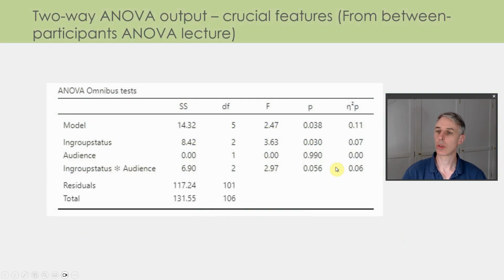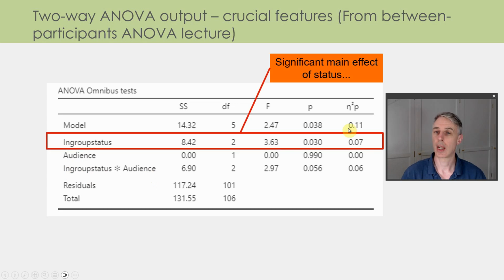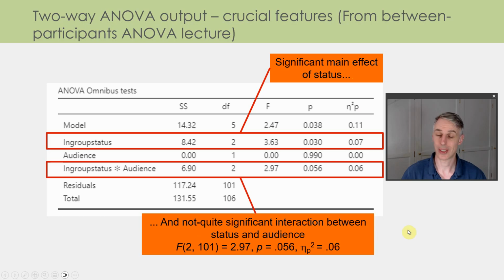So to get us going, I'm going to revisit one of the analyses that I talked about in the Between Participants ANOVA lecture. This is the output from a two-way analysis of variance, a 2x2 analysis of variance where we have two independent variables, status and audience, and the interaction between them. I walked you through some of the crucial features of that output, highlighting, for example, the significant main effect of status and the not quite significant interaction between status and audience. And I suggested that that interaction could be written up in APA format as follows.